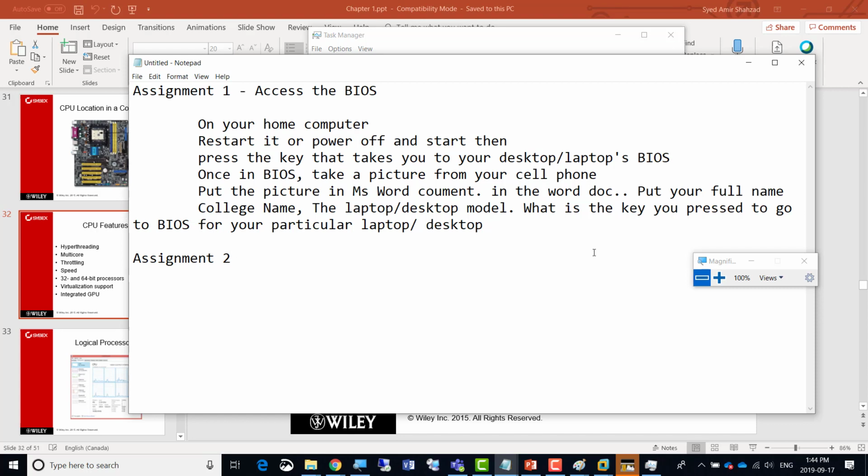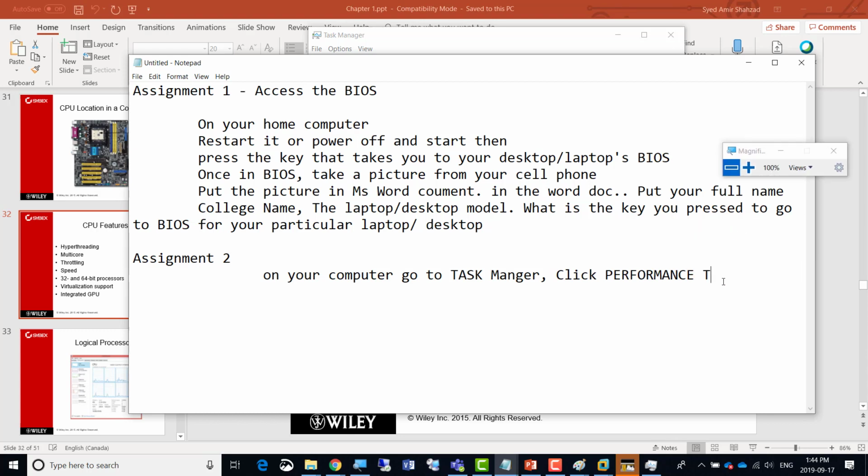So on your computer, you just need to take a picture of that information for your laptop or desktop, and put it as the second document, second assignment, right? So on your computer, go to Task Manager. Everyone knows how to open Task Manager? Go to Control Alt Delete, click Task Manager, go to the Performance tab, and take a picture of your CPU related information.